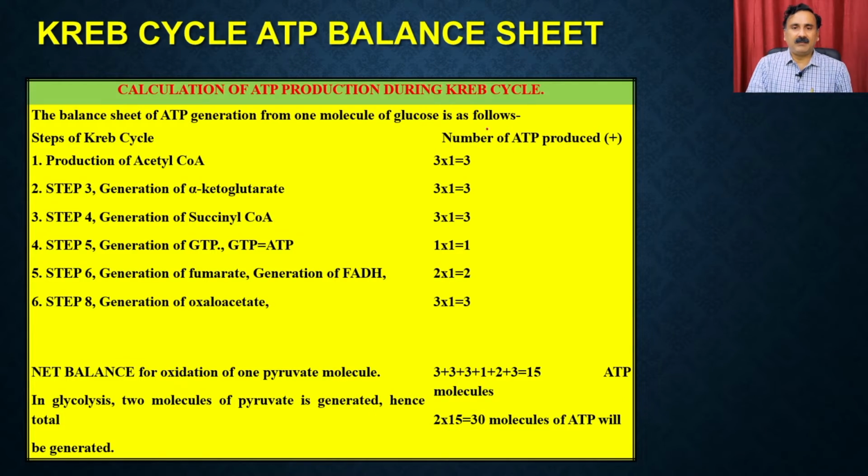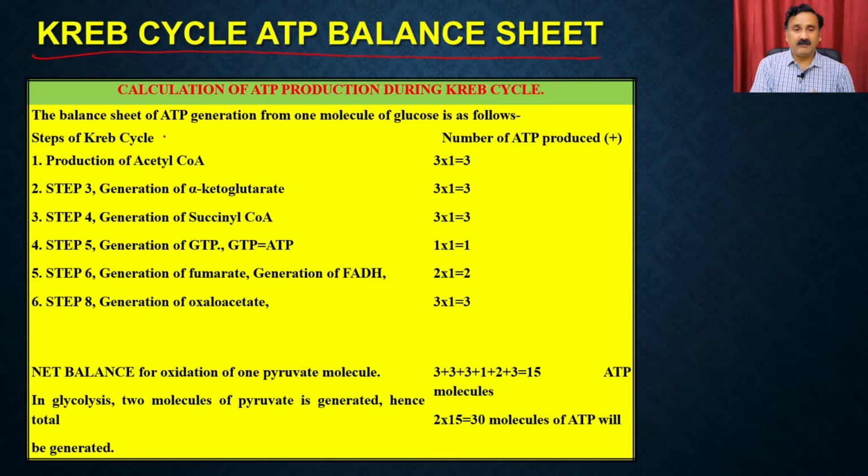So the ATP balance sheet of the Krebs cycle is very simple. There is no consumption of any type of energy. You remember that in glycolysis we utilize 2 molecules of ATP, and only then is there a net production of 8 molecules of ATP. Here there is no such investment, right?